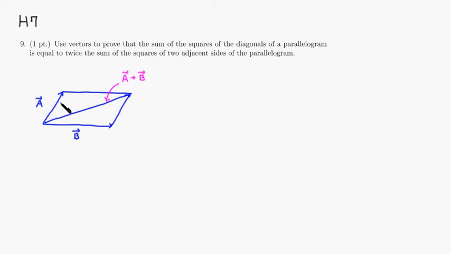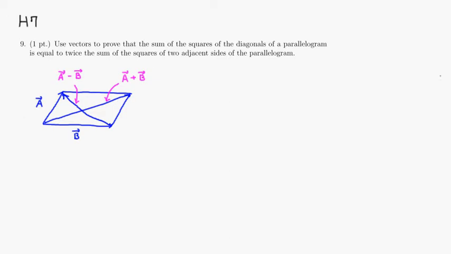Then the other diagonal would be going kind of like this. So that's the other diagonal. And we can express it as, let's see, we can go in the negative direction on vector B, and then the positive direction on vector A. So we can express this one as vector A minus vector B. So those are the diagonals.